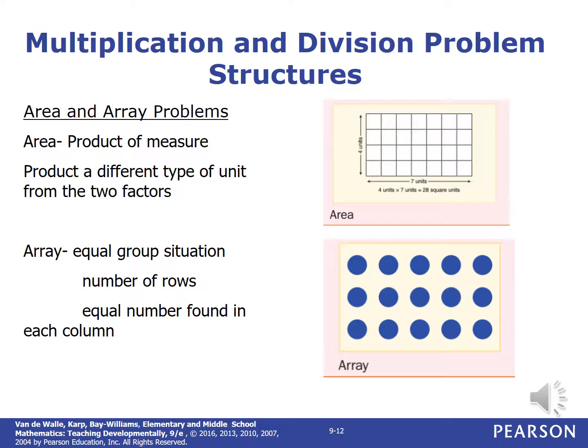Area problems are totally different than the prior two because the product has different units in the two factors. So if you had a little garden plot that measured 4 feet by 7 feet, equaling 28 square feet total, you realize that your total units, square feet, are different than the singular feet that you had for length and width. An array is actually a visual representation of the equal group situation that we talked about first.